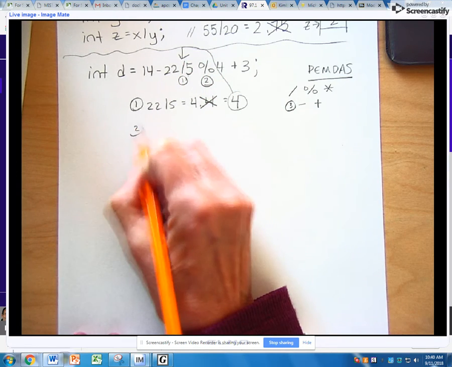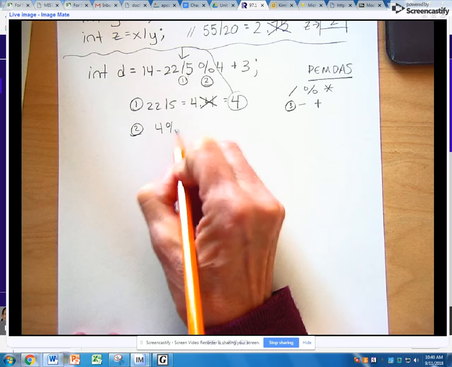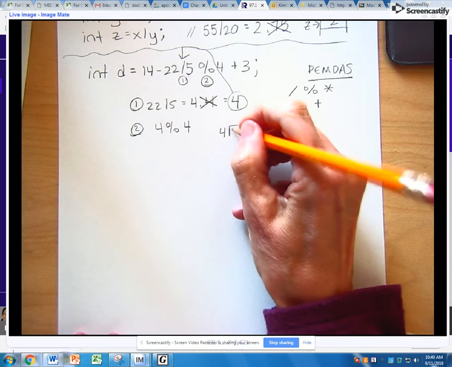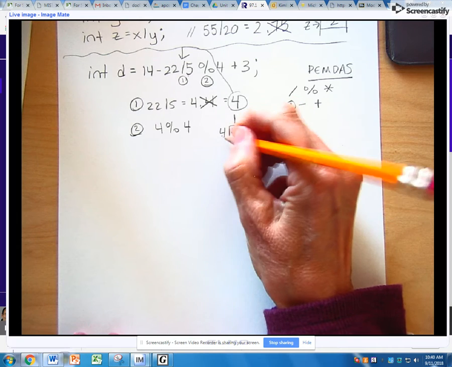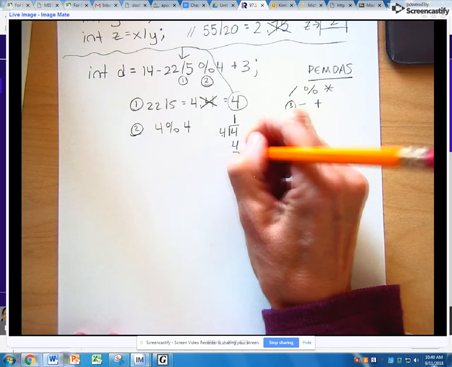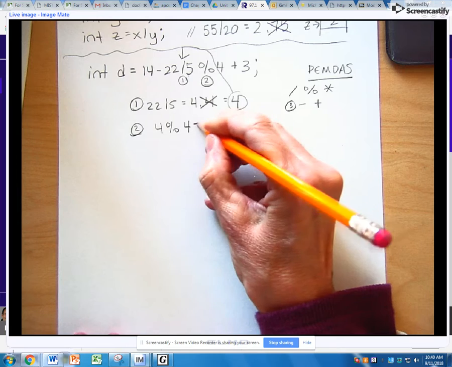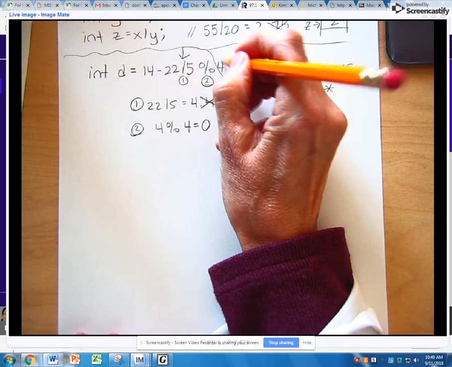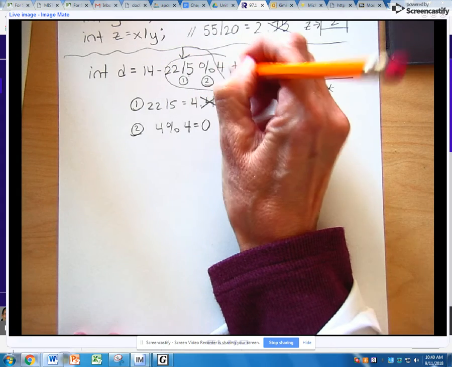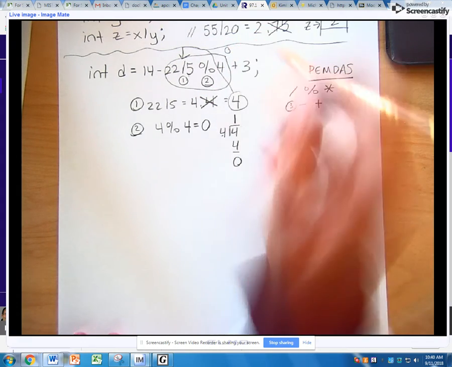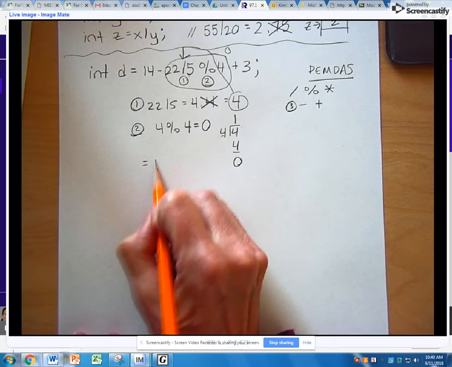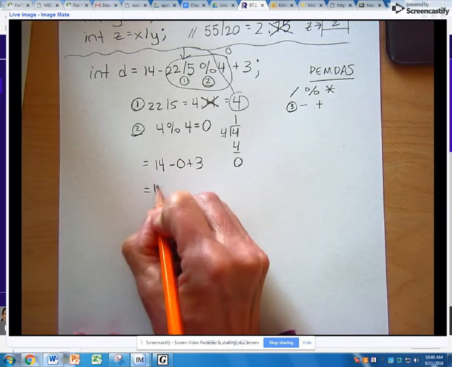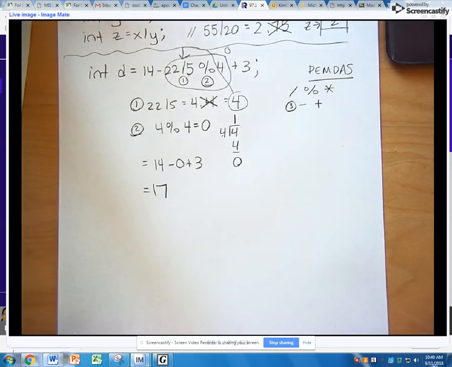So the second calculation is going to be 4 remainder 4. So you learned about the remainder operator when we divide 4 into 4. 4 goes into 4 one time with a remainder of 0. So this answer is actually 0. So at this point, this whole calculation is equal to 0. So then really what you're left with is 14 minus 0 plus 3, or 17. So that's how we get to the answer 17.